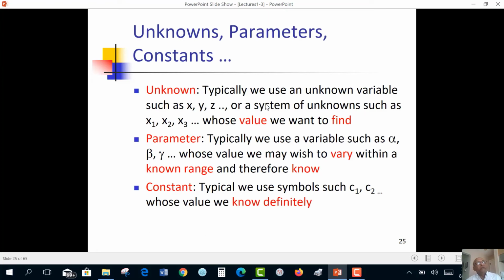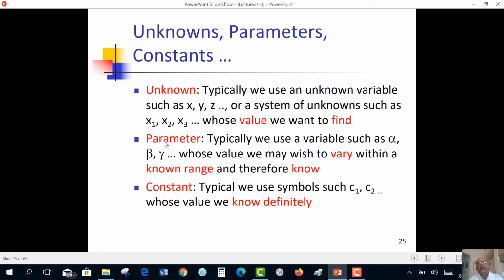We are going to use a number of words, so let us see if we can develop a certain nomenclature. Often we are interested in finding the unknowns, the value of the unknowns. Typically we say unknowns are x, y, z. But really, once we have many unknowns, we would like to number them. So we number them x1, x2, x3. And these are the unknowns whose value we want to find.